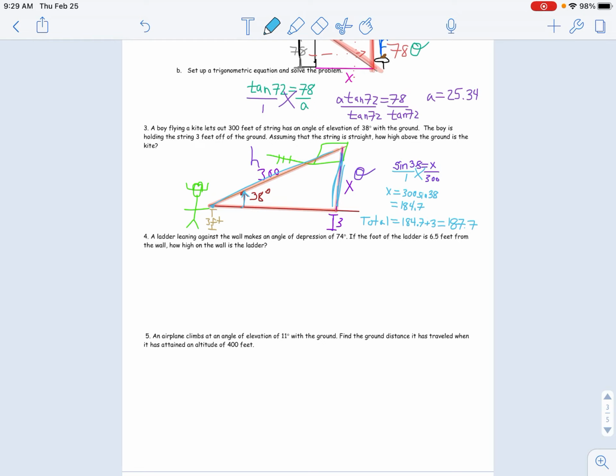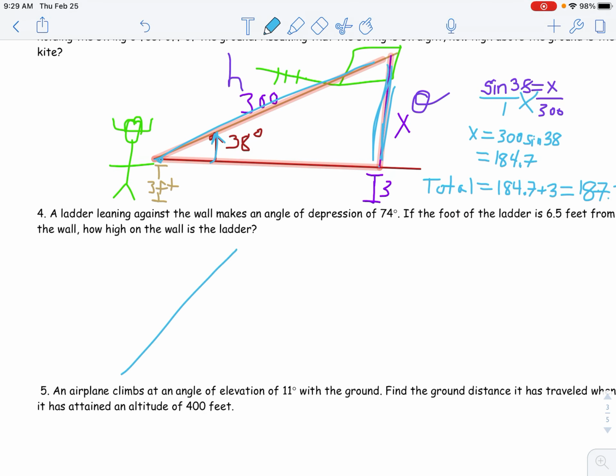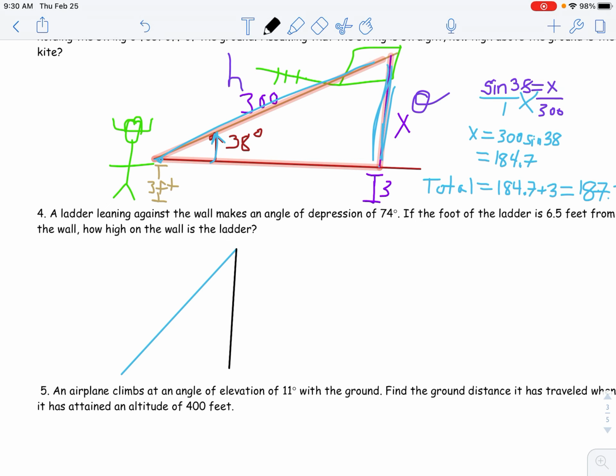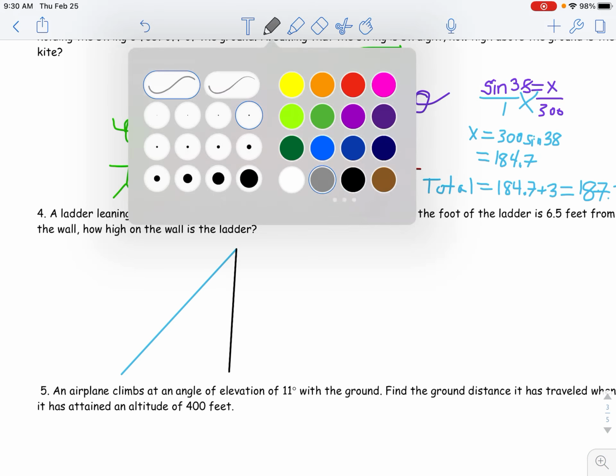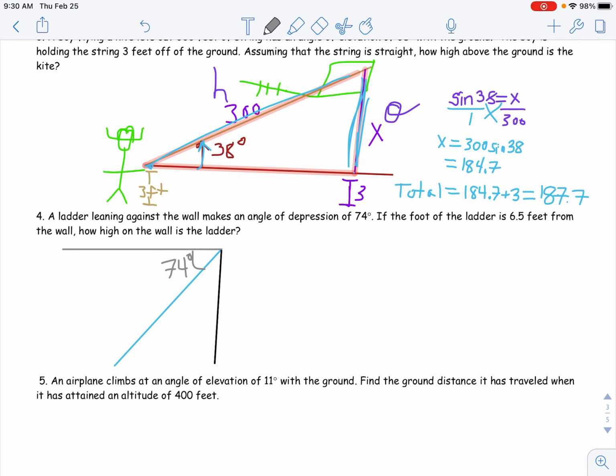All right. A ladder is leaning against the wall. It makes an angle of depression of 74 degrees. So this one's going to be a little bit quirky. What do I mean by that? This is going to be a very undetailed ladder, but it's leaning against a wall. All right. And then the angle of depression is going to be this angle right here, 74 degrees. All right. So the blue thing's the ladder, the black thing's the wall, gray is just the reference to make the angle of 74 degrees. The foot of the ladder is 6.5 feet from the wall. So it's saying this is 6.5 feet away from the wall.